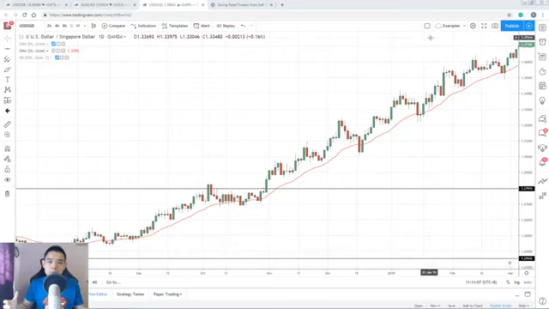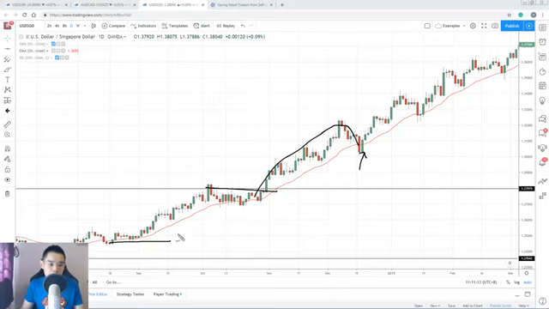Usually, for me personally, I like to trade this concept in one of two ways. Number one, after a breakout, like the breakout over here, on the first retest of the 20 MA, this is a possible trading opportunity to go long.